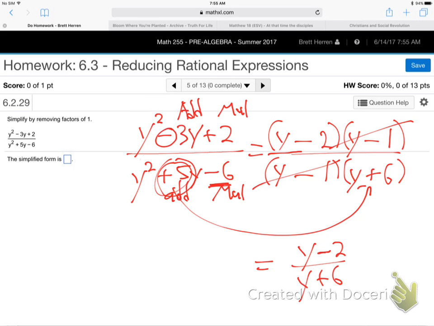Why at the end, why can't I cancel those y's? They're glued together, huh? So it's no. That means if you want to do something with the y minus 2, you buy the whole package, or you don't touch it. Does that make sense? And I can't buy the whole package, so I don't touch it.